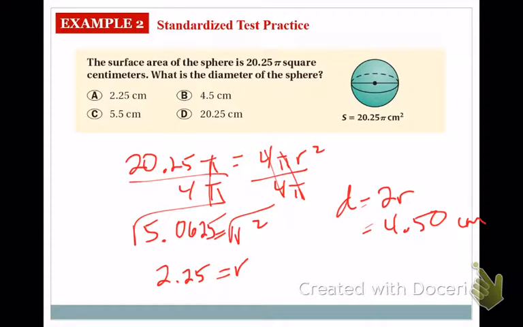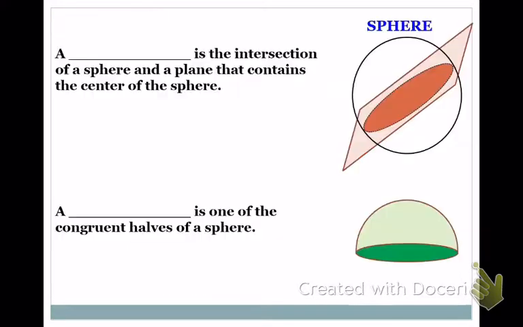Okay? Did you get this? Since the surface area is 20.25 pi, we set that equal to 4 pi r squared. Divide both sides by 4 pi. We get 5.0625, square root both sides, and the radius is 2.25. But remember that you're trying to find the diameter. So you've got to double the radius, and so our answer there is B.